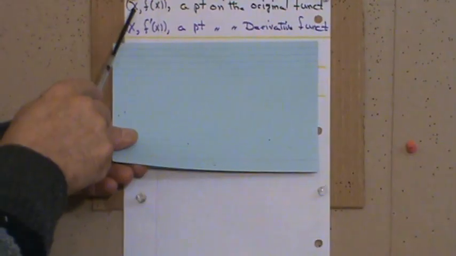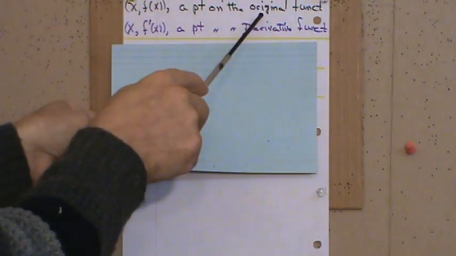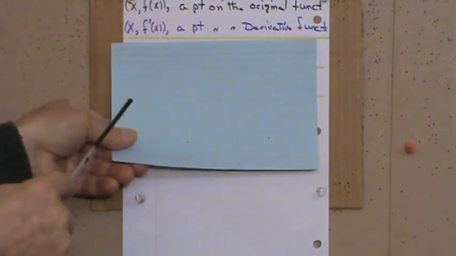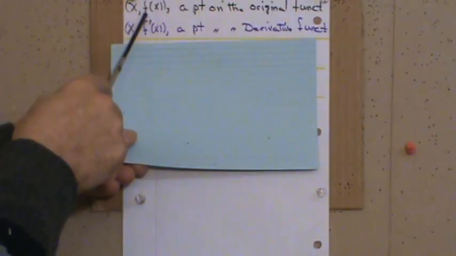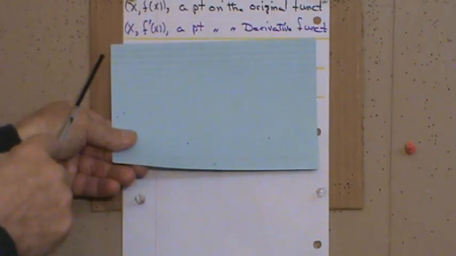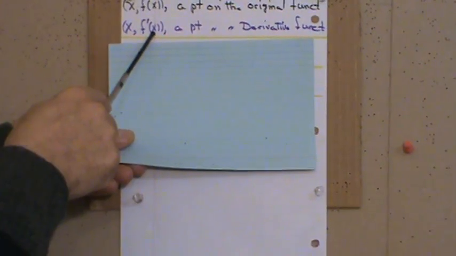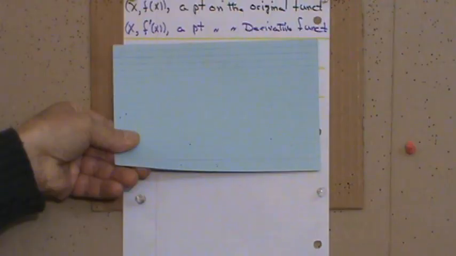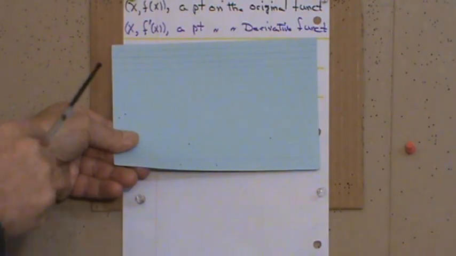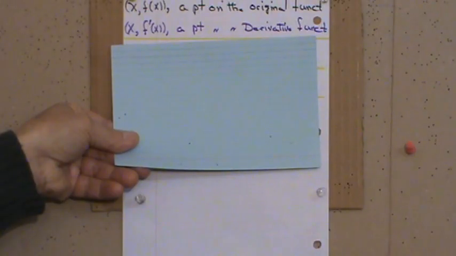Now, x comma f of x is a point on the original function. Let's call it the mother function. And x comma f prime of x is a point on the derivative function. Do you follow me? Notice that I'm using x for both of them. There is also a point for that.